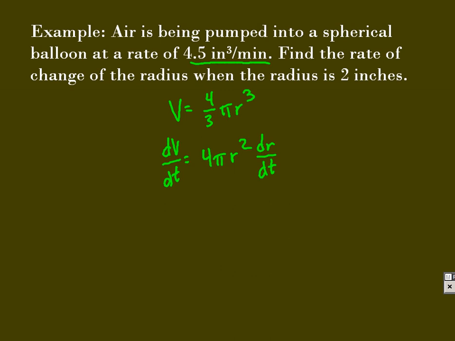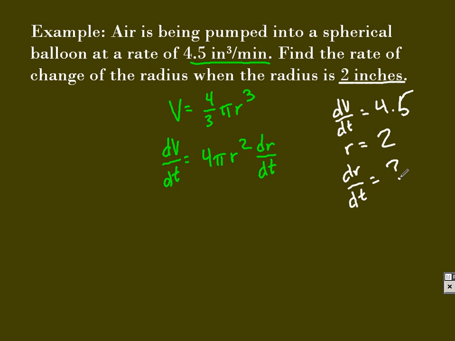Now, we look at what do we actually know. Well, in this equation, we have dV/dt, we have an r, and we have a dr/dt. Which of those do we know and which do we not know? Well, dV/dt is how much the volume is changing, so that's 4.5. The radius, we want to know when the radius is 2 inches. dr/dt, how much is the radius changing? That's what we don't know. That's what we've got to solve for.